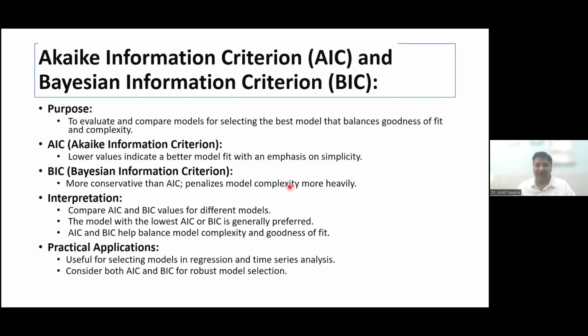So if you have multiple models, then this value again becomes very important. You can look at the minimum of these values and select the model with the lowest of these values, and that is what is preferred. So that basically helps you balance between the model complexity and the goodness of fit. That is the important purpose.